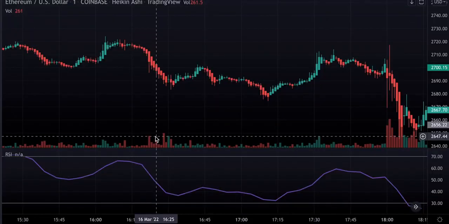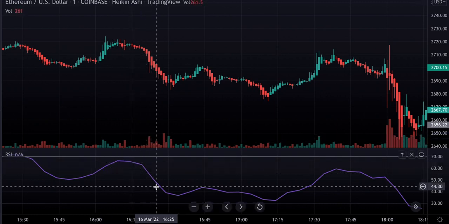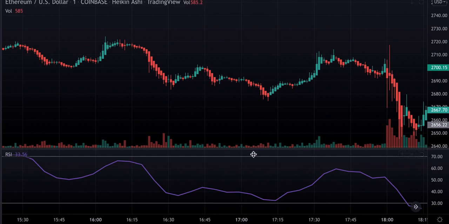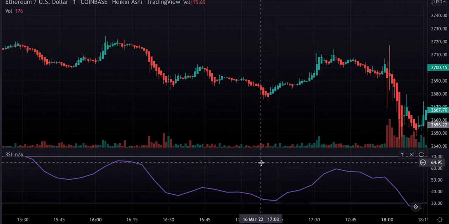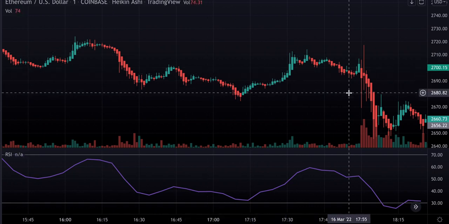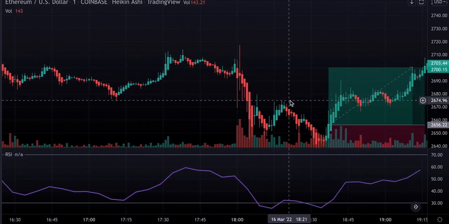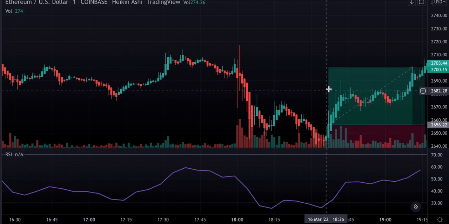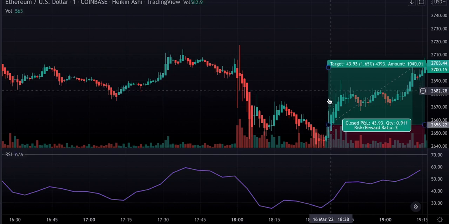Also, I want to mention that you won't find these setups really often, because most of the times you see the RSI line moves in between these overbought and oversold areas. Sometimes, yeah, you have to skip trades like these. But once you do have a signal, the probability of you entering a profitable trade is really high.